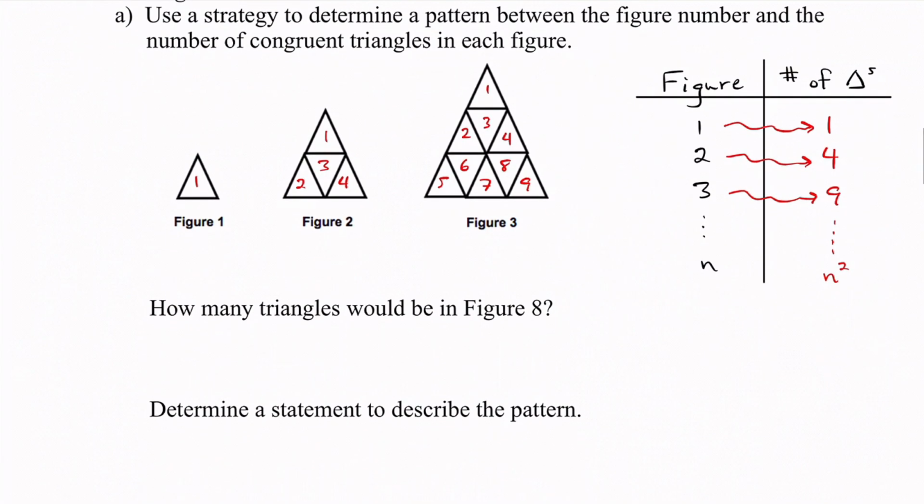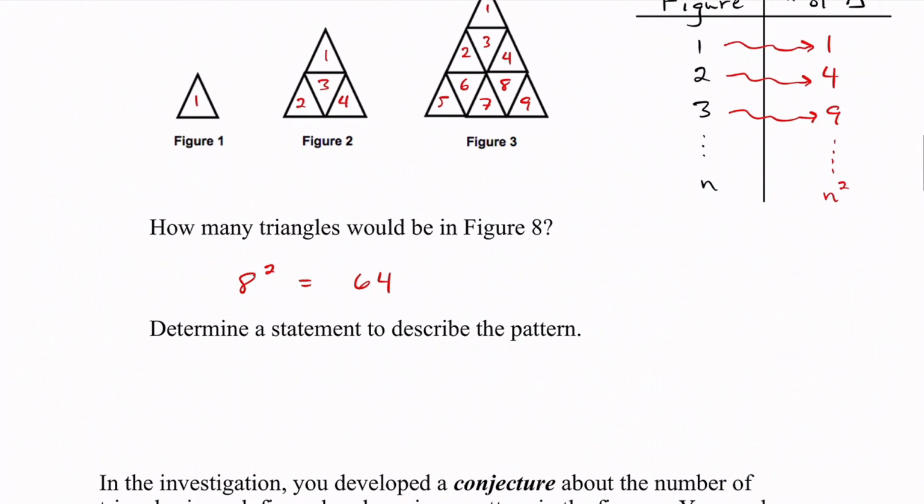So it says, how many triangles would be in figure 8? If I know it's figure 8, all I got to do is square that, and that'll give me how many triangles are in that figure. So 8 squared is going to give me 64. So there's 64 triangles in figure 8.